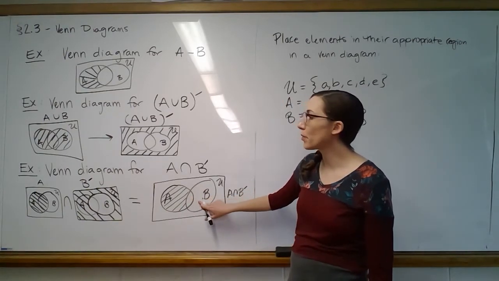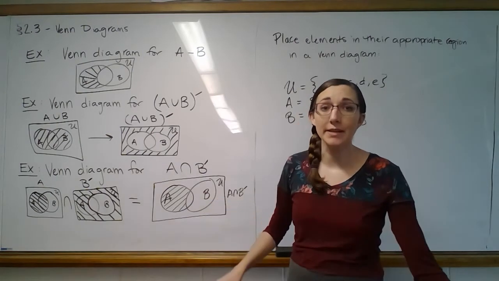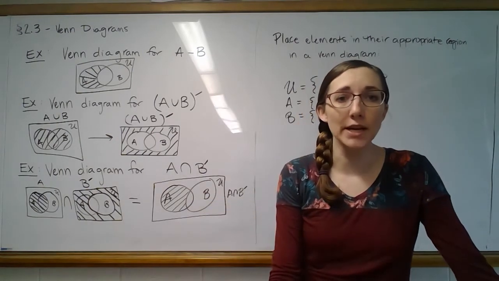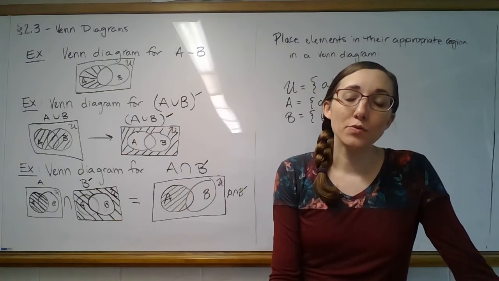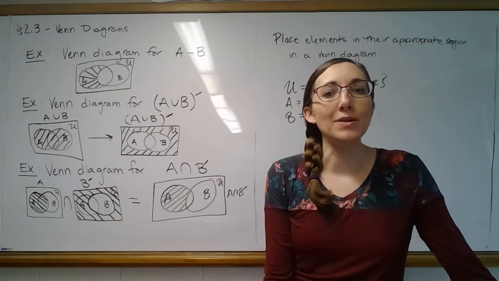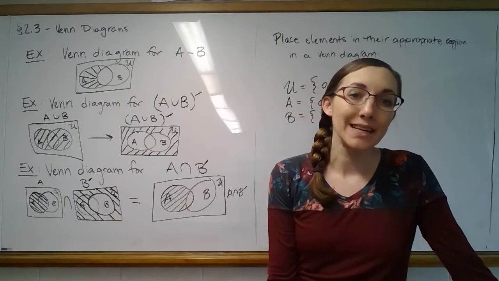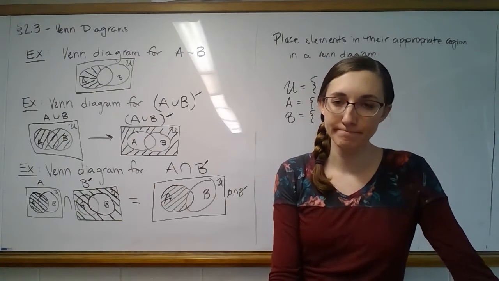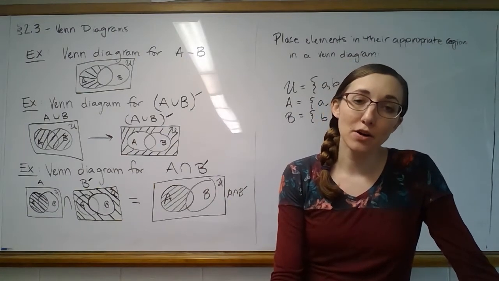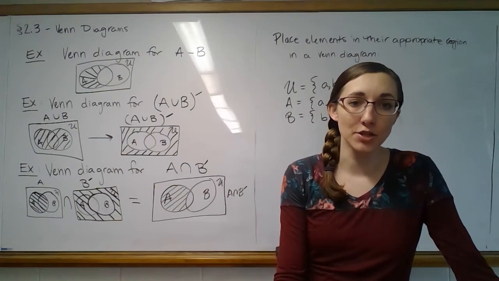And then notice the portion inside of B is not shaded in either of them, so we shouldn't shade it here either. So all we kept was that portion that was inside of A, but not inside of B, would be my final picture.